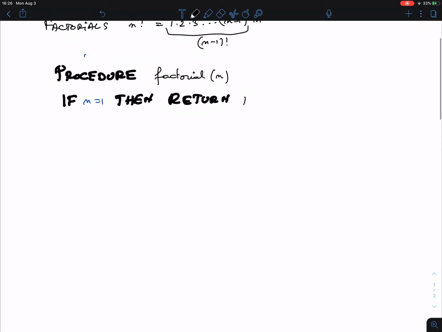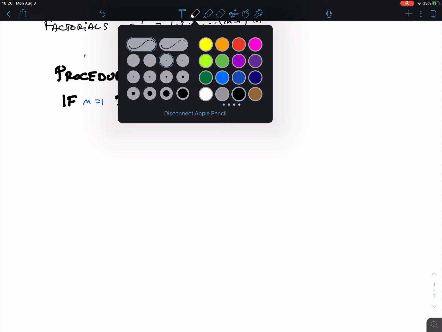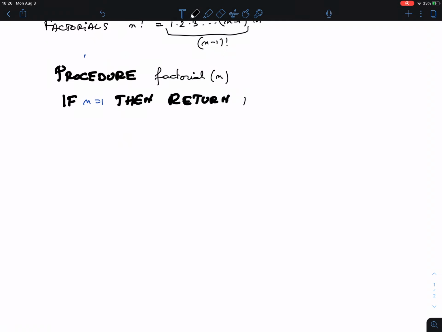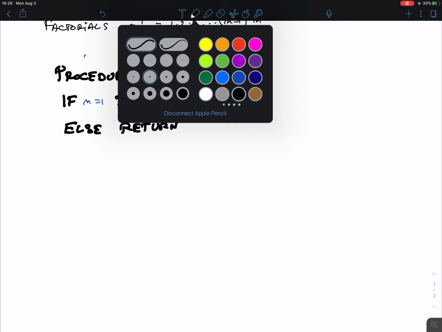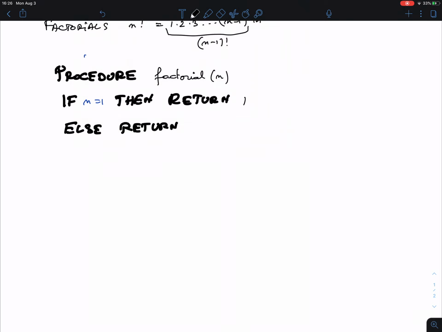Okay. So with the if we have done the initial case. If you're not in the initial case, then you do something else. So we are in the else. What you return then, well, it's what we said here: the factorial of n is n times the factorial of n minus 1.